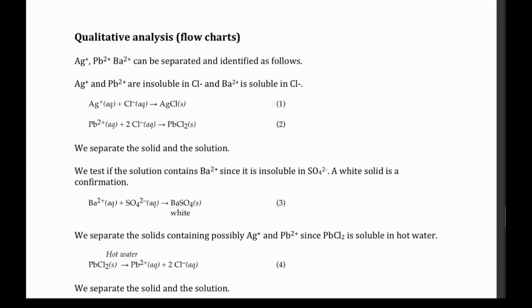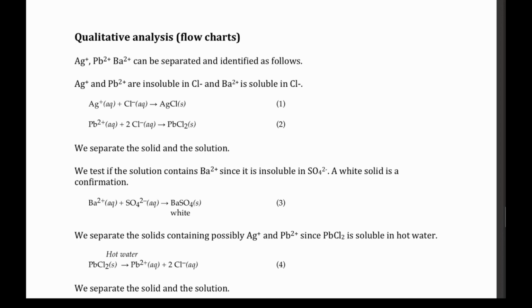So silver and lead are insoluble in a chloride solution. Barium is soluble in the chloride solution. So when we add sodium chloride, for example, to our mixture, we get a precipitate to form with the silver ions, and that's reaction 1, and with the lead ions, and that's reaction 2.